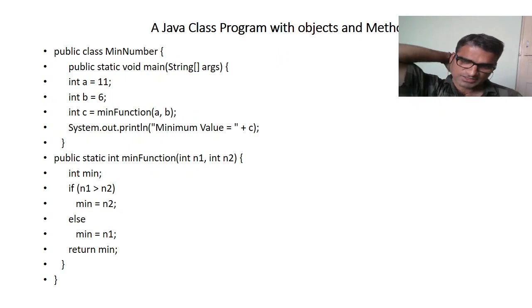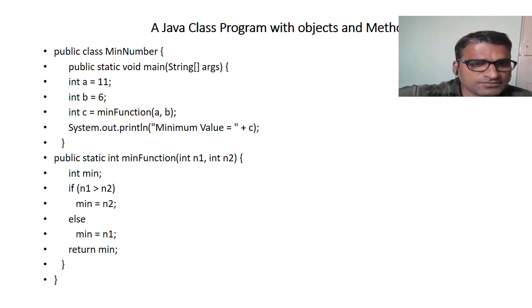So let us see a simple class program in which objects and methods are defined. For this I need to create a class name. Before using a class name, it's quite necessary for all Java programmers to include basic access specifiers such as public. So public class followed by the class name. Here the class name is MinNumber. Since we are going to find the minimum of two numbers with the help of this program, that's why I named the class MinNumber.